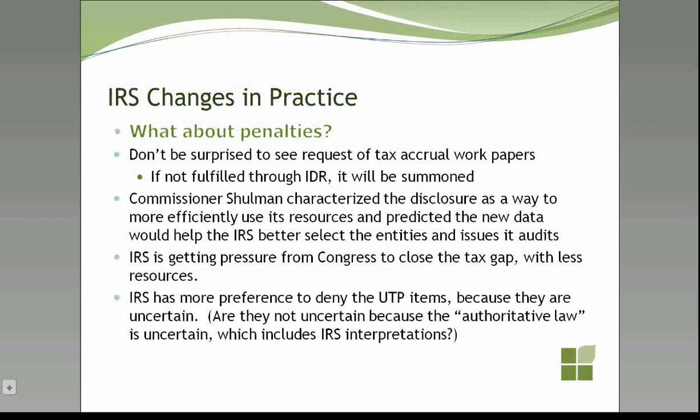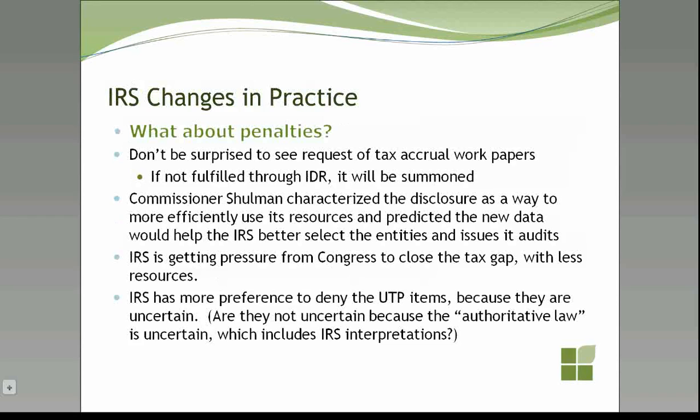Second, don't be surprised to see requests for tax accrual work papers. I know we have cases out there going back and forth. But again, we're leaking information onto this UTP form, and that's coming from tax accrual work papers. We're listing the units of account, the positions, rather than the total. So the IRS is going to say, I need to see why this is uncertain, and give me more than that. If not fulfilled through IDRs, I think summonses are going to be more prevalent if they're starting to get to that information.